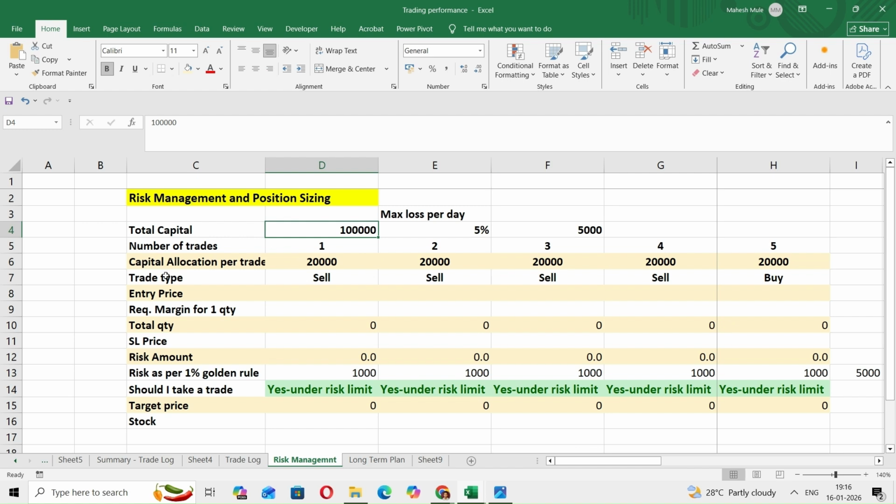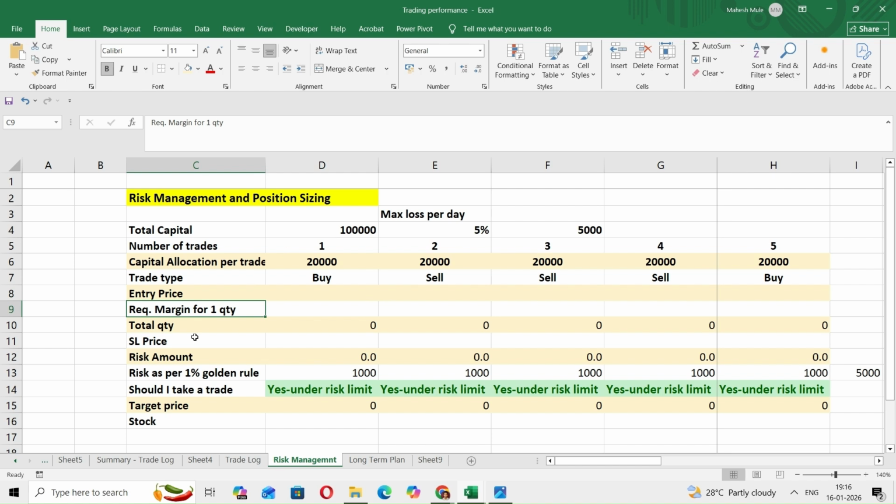Now, here, this is trade type. Which trade you would like to take, whether you are taking a buy trade or sell trade. This I can check from here. If I want to take a buy trade, I will select buy. If I want to take a sell trade, I will select sell here. Then I will enter entry price, required margin for one quantity.